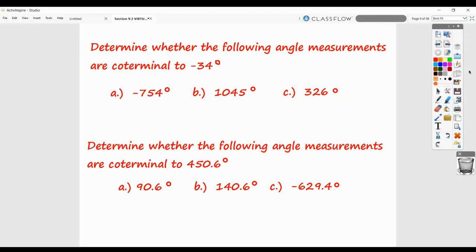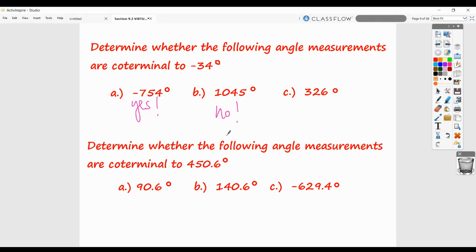All right. So for example, if I take negative 34 and I subtract 360, subtract 360, I got to negative 754. So yes, this is coterminal, meaning if I add or subtract, I get to that value. Negative 34 degrees is positive 1045 degrees coterminal? Well, I don't know. Let's take negative 34 and add 360, add 360, keep going, add 360, and I got to 1046.